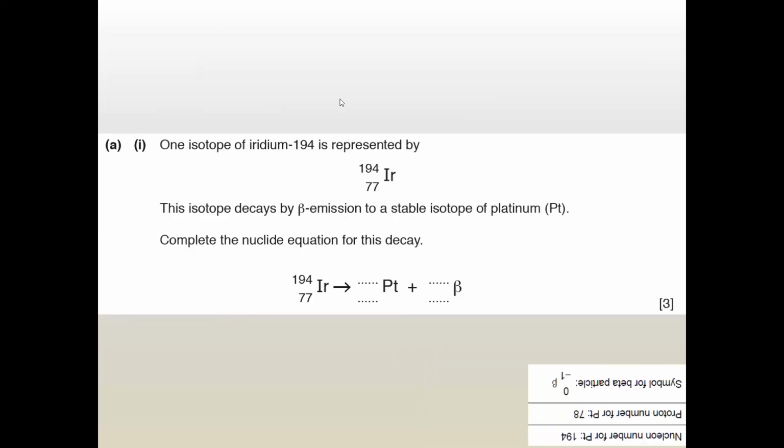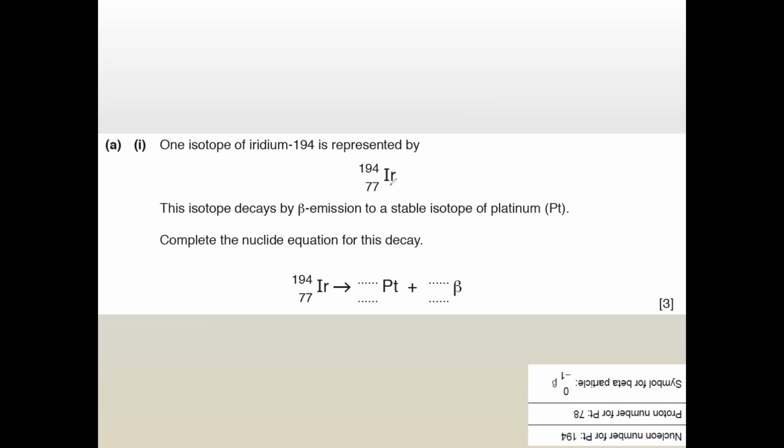So another example, as we discussed already, that whenever there's a beta emission or a beta decay, the atomic mass does not change and atomic number increases by 1. So one isotope of iridium, which is 194, is represented by 194 Ir and 77. This isotope decays by emission of a beta to a stable isotope of platinum. Complete the nuclide notation.